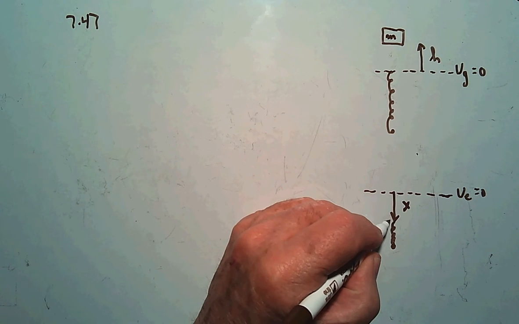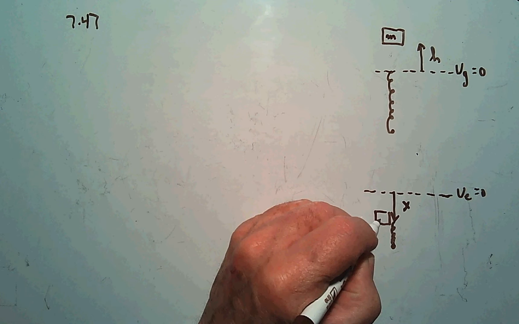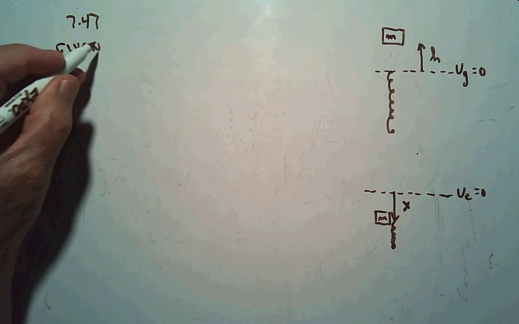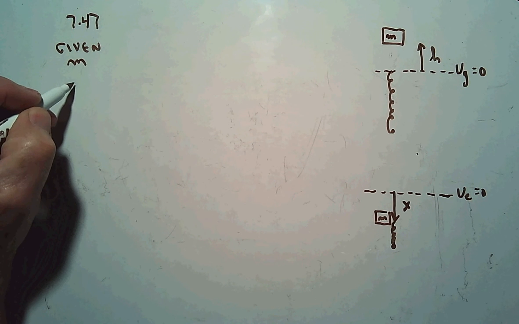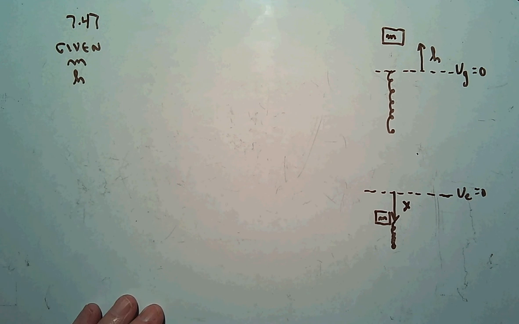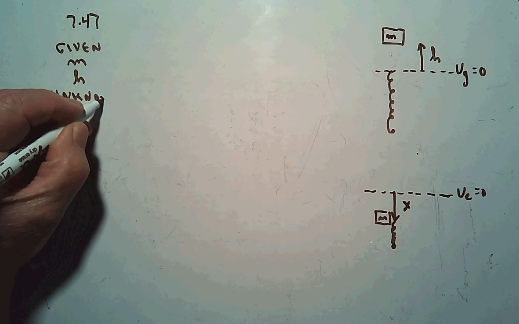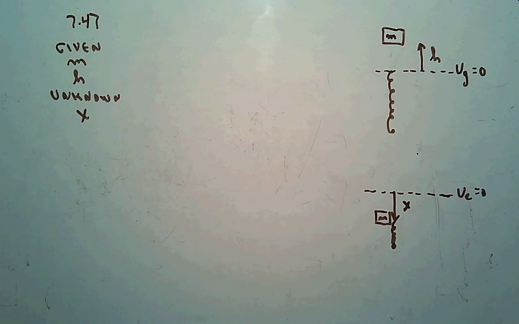So that mass is going to be sitting on the end of this. I'm going to put it over here to the side a little bit so you can see it, but it's going to be down here and that spring is going to be compressed. We're given that we have a mass that's a height h above the spring. What we want to know is how much that spring was compressed.